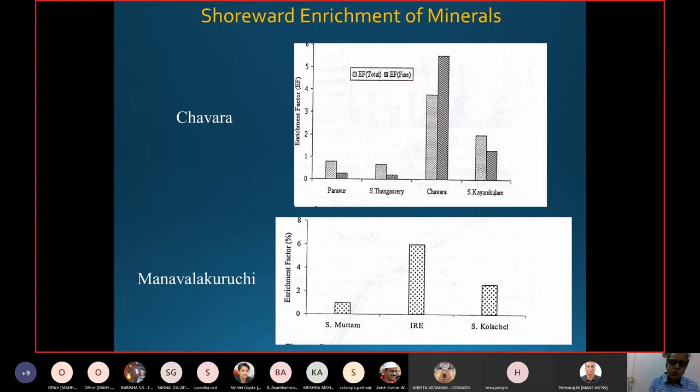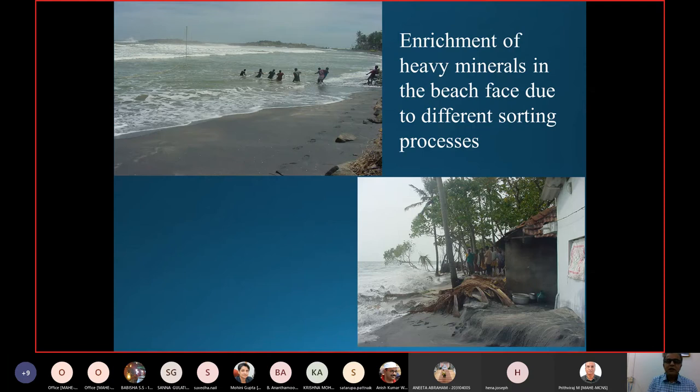And then I wanted to show two figures from Chavara and Manavala Kurchi, showing how it gets concentrated. You can see here the Chavara area, where the enrichment factor goes up to 5, and Manavala Kurchi also has an enrichment factor of 4 to 5. That means that much concentration slowly gets onto the beach area.